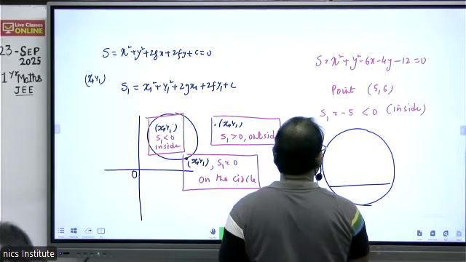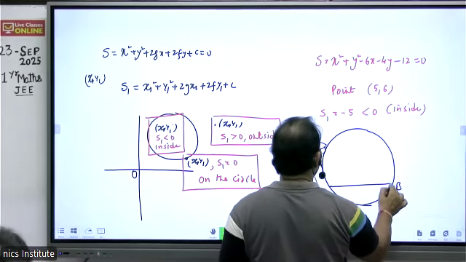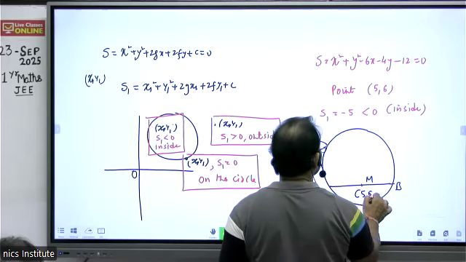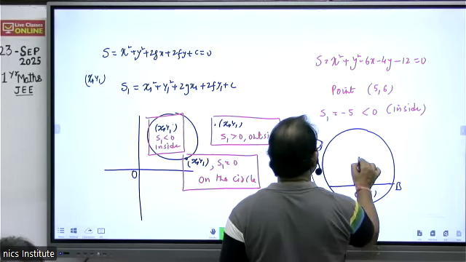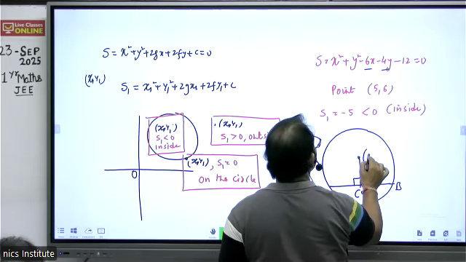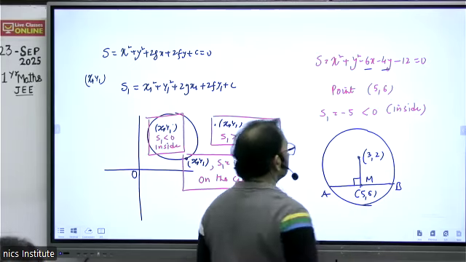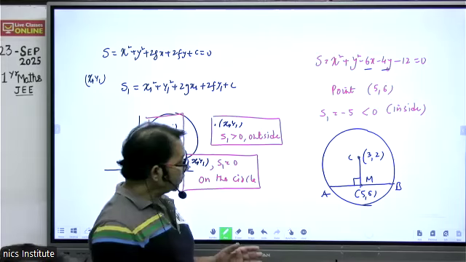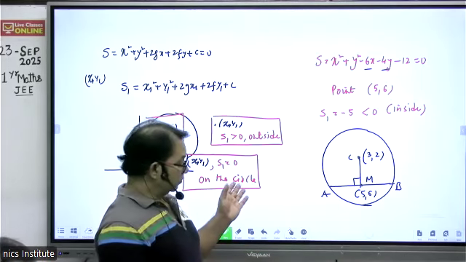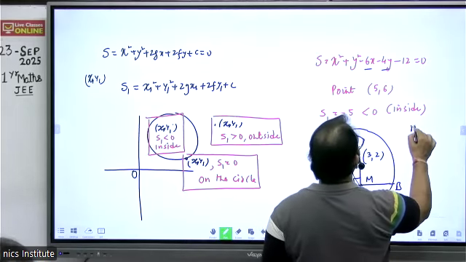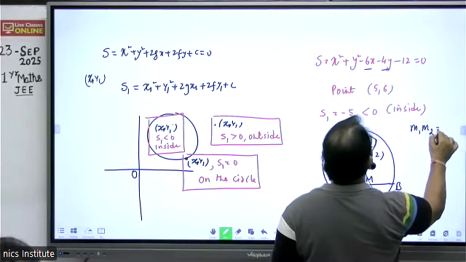So this is the chord. We know the midpoint, right? 5,6. We know the center of circle. Center of circle क्या है? -2 से डिवाइड करो. 3,2. This is the center of circle. So you can find the slope of CM. Then you know the slope of AB because वो perpendicular है. Perpendicular line का slope का product is always -1.